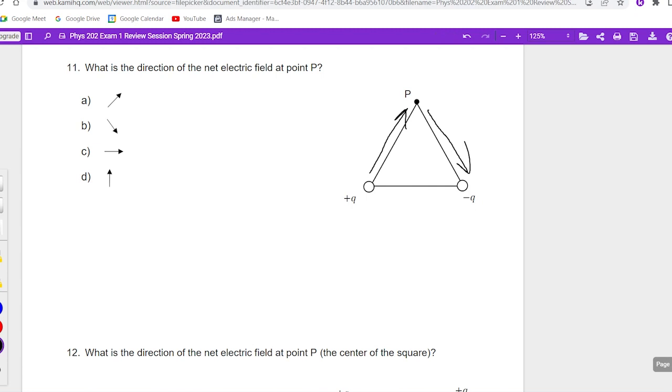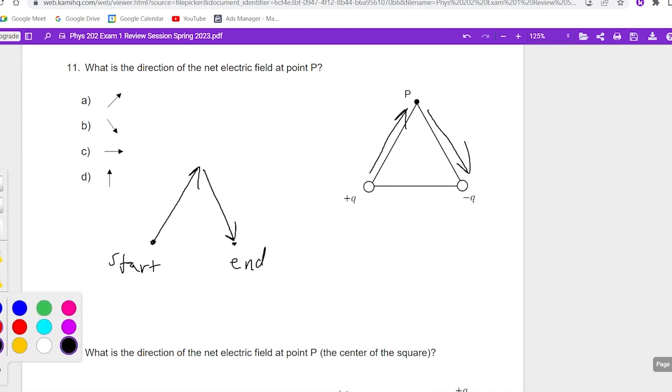What does that mean? It means you start here, our first arrow goes up and to the right, and then the second arrow goes down and to the right. And I would label my start and end points. There's my start point, there's my end point. My resultant vector is just an arrow that goes from start to end. It looks like an arrow that just points to the right. Answer choice C is correct. When you know what you're doing, these questions can be very simple.